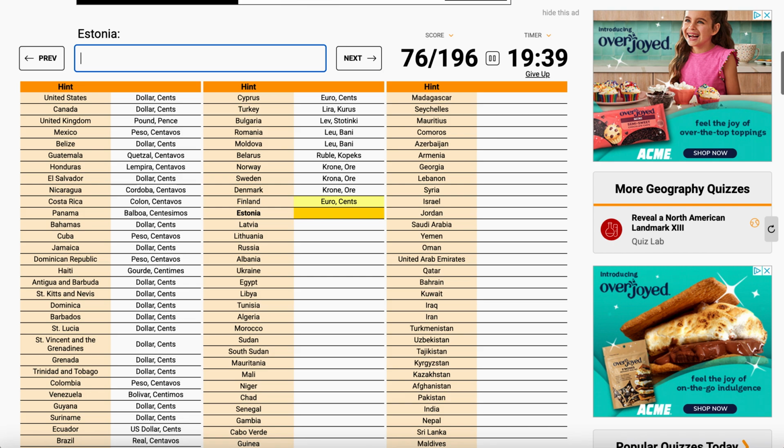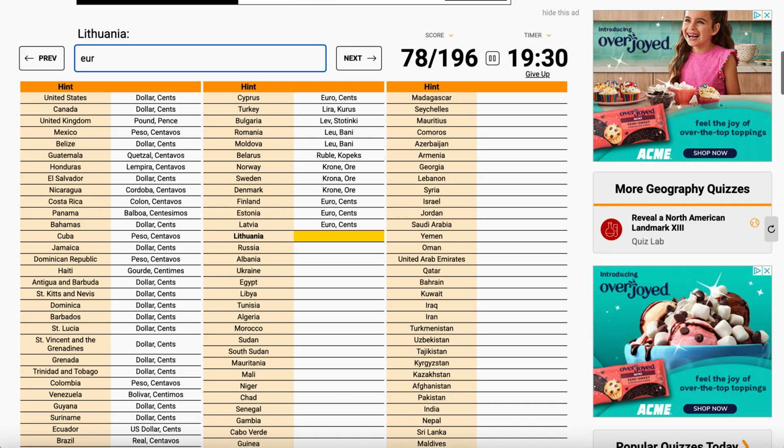Finland, euro cents. Estonia, euro cents. Latvia, euro cents. Lithuania, the second most recent country to adopt the euro, adopted it in 2015, and before that it was the litas. Russia is ruble and kopecks. Albania uses the lek and it is divided into qindarka. Ukraine uses the hryvnia, divided into kopiyka.